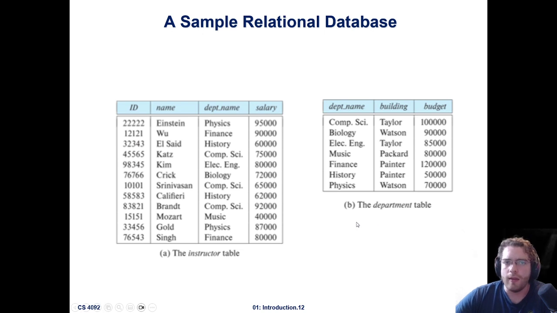This is a little bit rougher looking, but it's just more of the same. You could have the instructor table and maybe a department table as well. Same idea. If you're familiar with Excel or have seen these types of spreadsheets before, this might be somewhat familiar too. Again, this is what a relational database looks like.